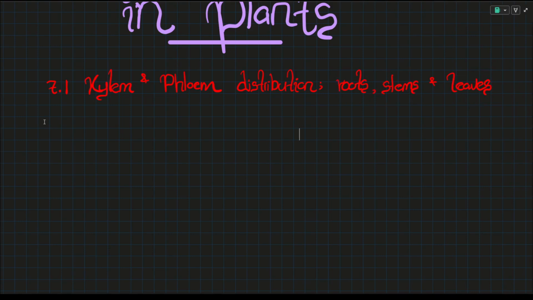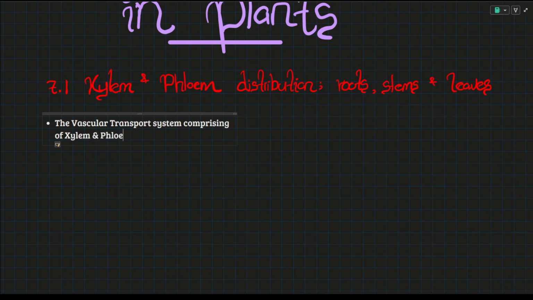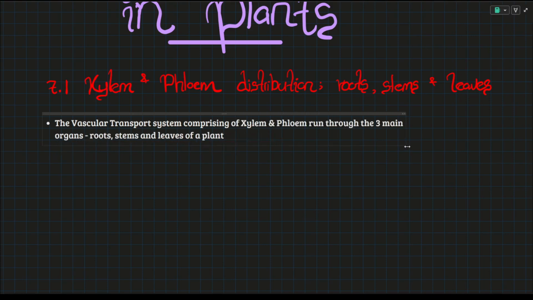Before we go on with anything, I'll give you a small introductory point. Now, this vascular transport system comprising of xylem and phloem runs through the three main organs, which are going to be roots, stems, and leaves of a plant.